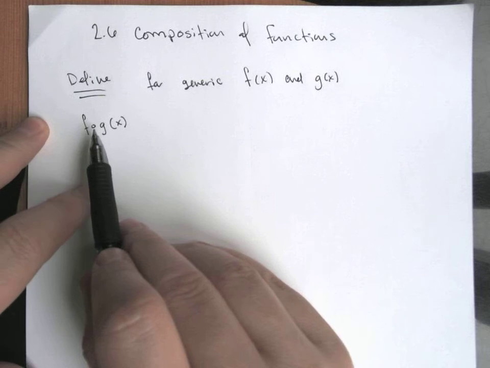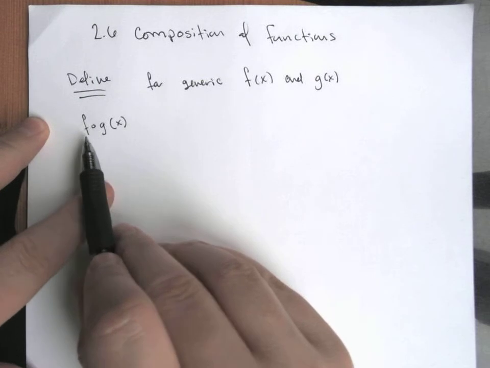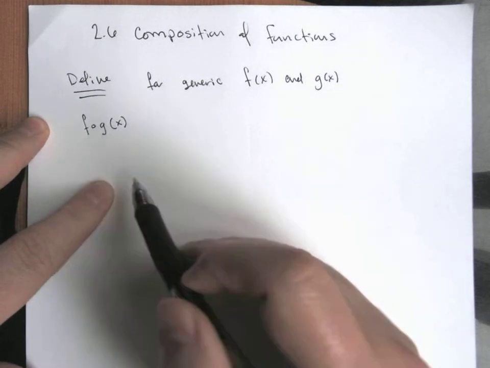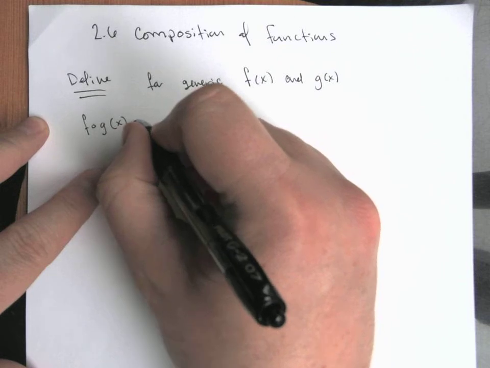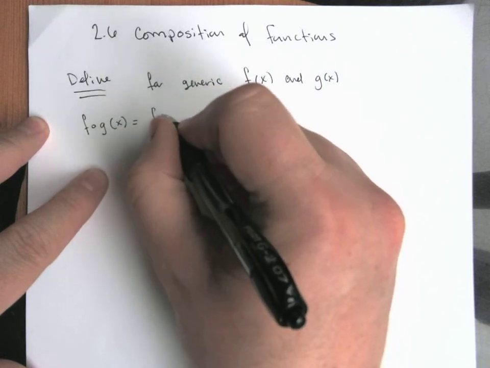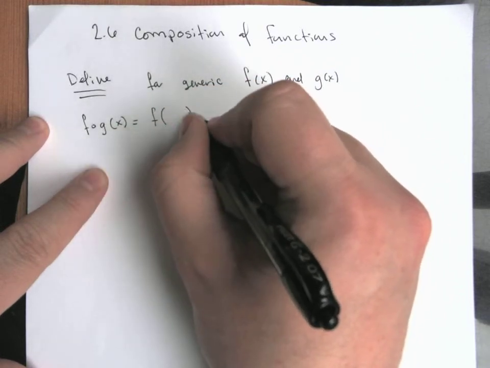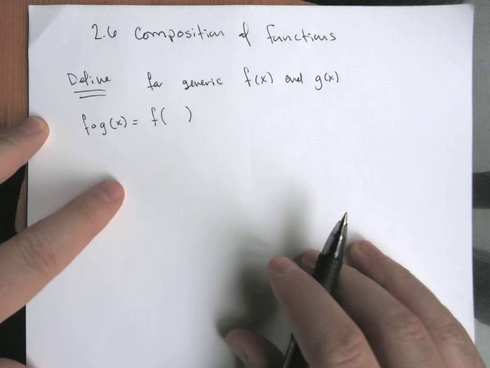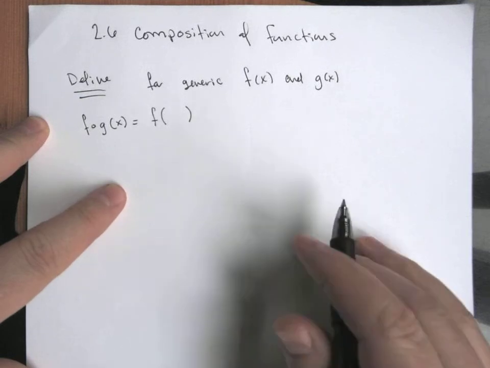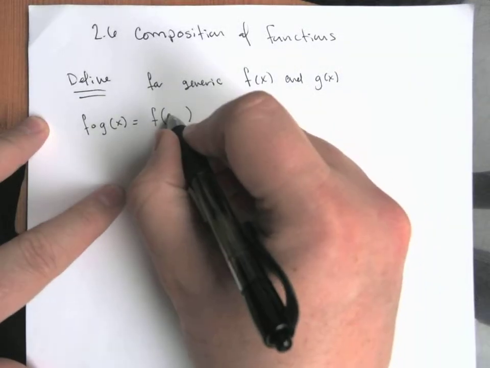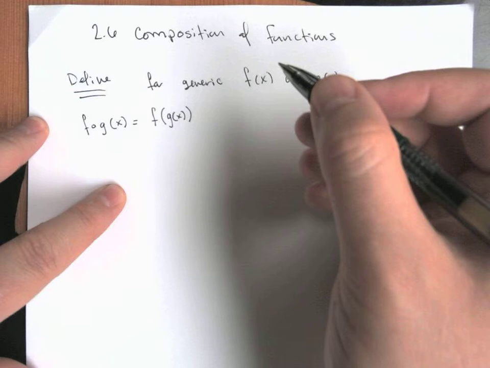Sometimes people just call this fog. So this means f of g of x. If you actually say that out loud, f of kind of indicates for us to do a parentheses. So in the parentheses is going to be g of x. So f of g of x.